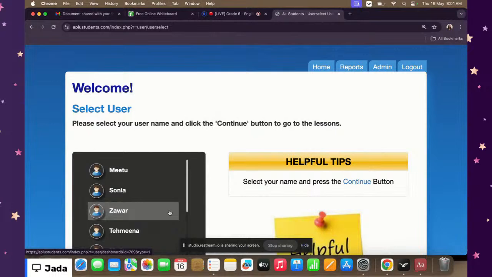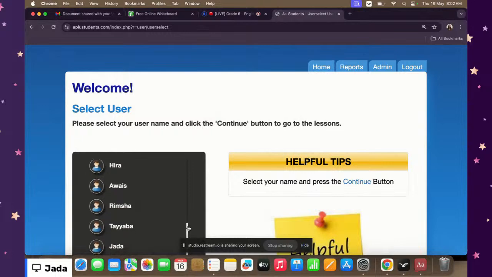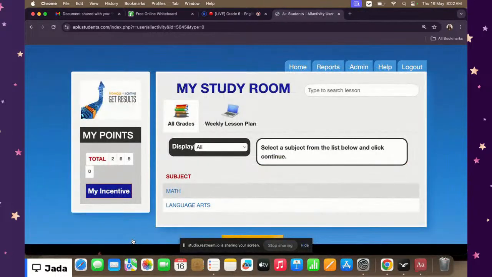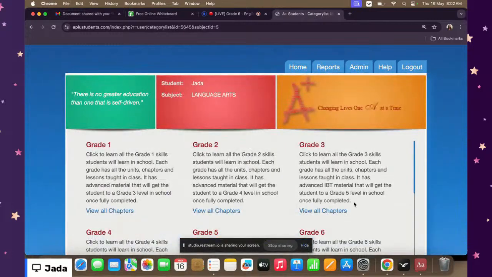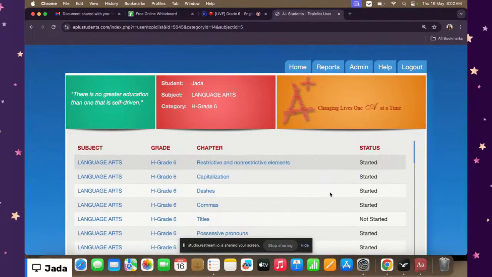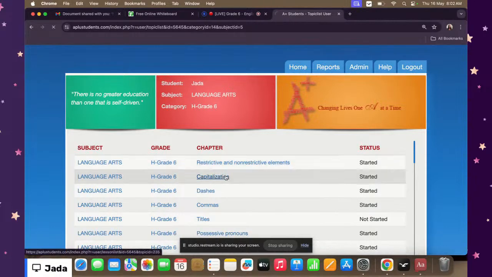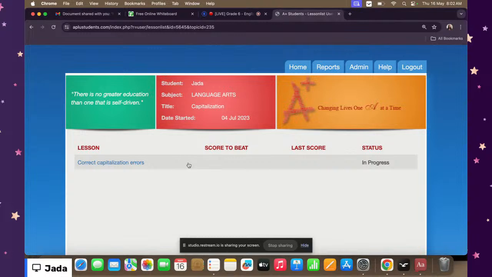So first, log in using aplusstudent.com and then scroll down, click on your name, the language art and grade 6. So let's find capitalization. Oh, it's the second lesson here. Okay. So we have one lesson, correct the capitalization error. Okay, and let's start now.